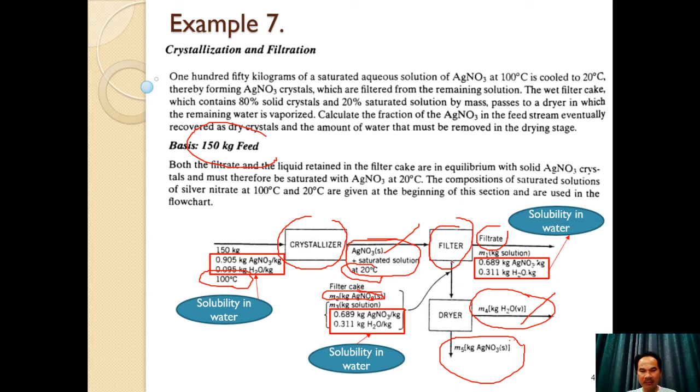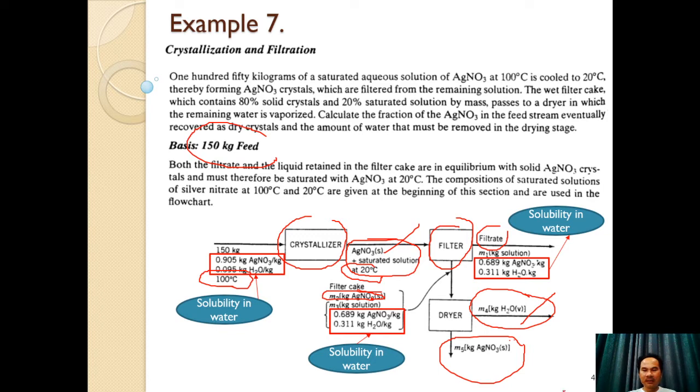For the filter cake, we have two components: the crystal and the solution. The solution is also in equilibrium, or solubility, at 20 degrees Celsius. And then you send the filter cake to the dryer. In the dryer we have two products. The first product is evaporation, water evaporating out in the vapor form. And the other product is solid crystal.